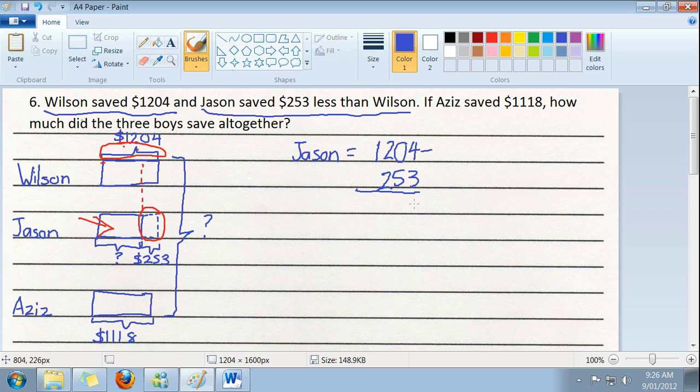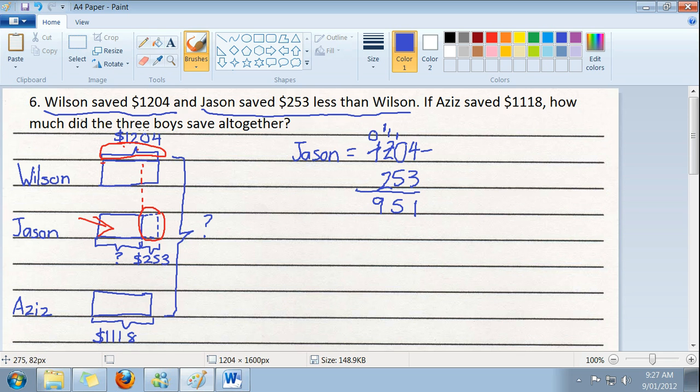4 take away 3 is 1. 0 take away 5, we need to trade. Okay? So now this becomes 10. 10 take away 5 is 5. 1 take away 2 we can't do, so we need to trade. 11 take away 2 is 9. So in other words, Jason has $951. Okay.